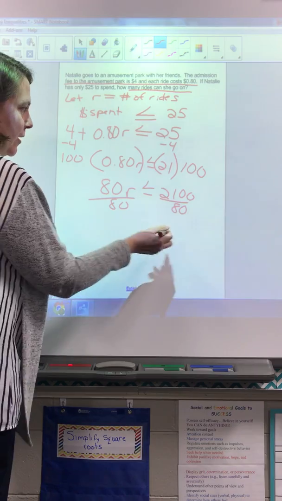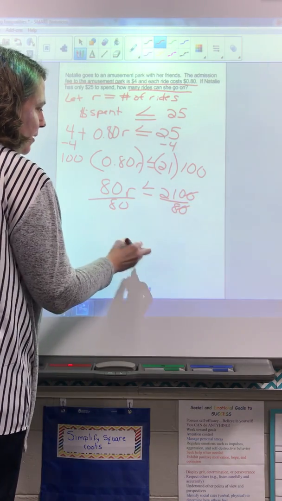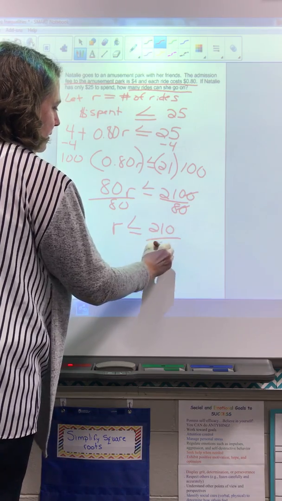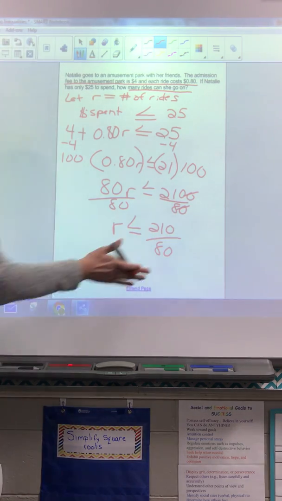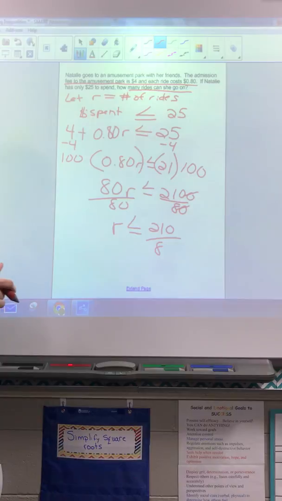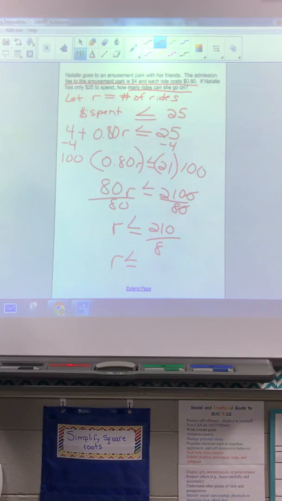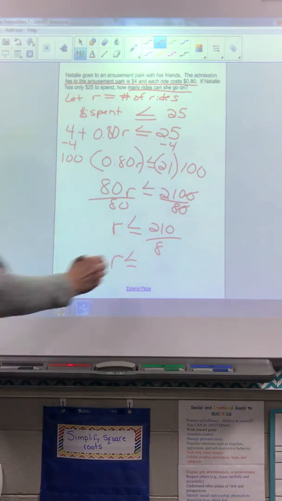Now it's much better. Divide by 80. I can simplify this right away by dividing both by 10, so I'm left with r is less than or equal to 210 over 80. Ooh, that's not right. 210 over 8. I'm going to use my calculator at this point because that doesn't divide evenly. So when I use my calculator, r is less than or equal to 26.25.